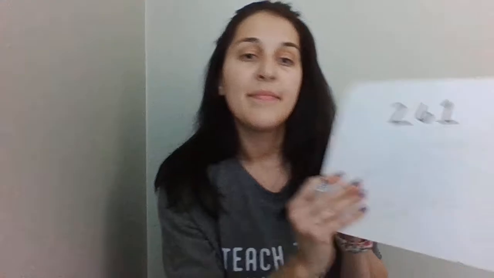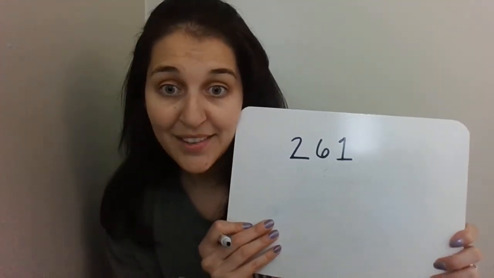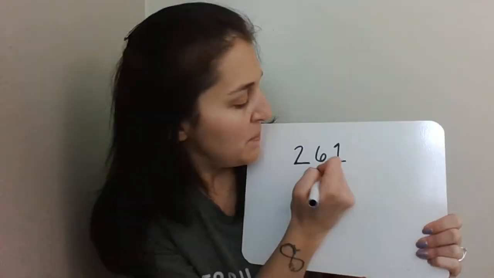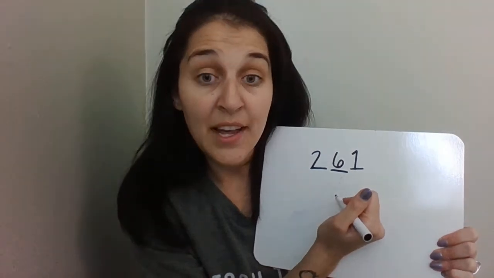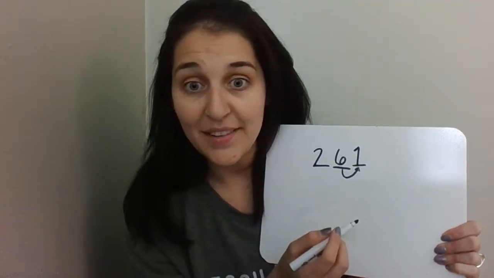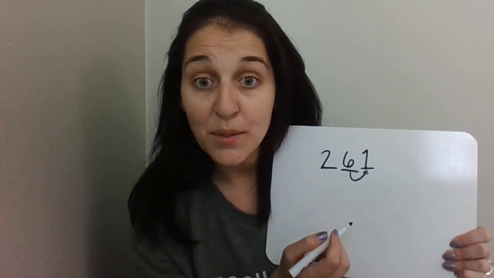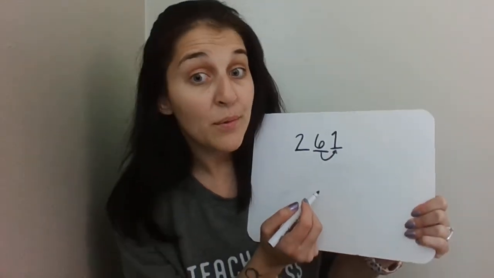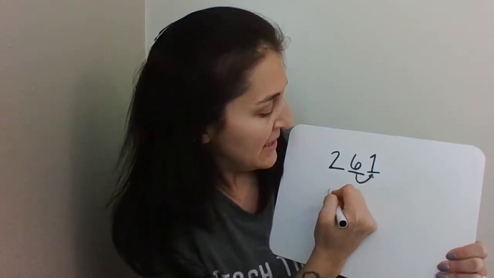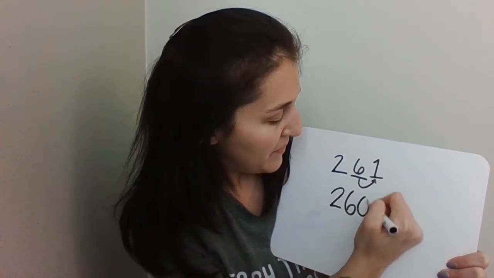Let's try another one. 261. Round to the nearest 10. I'm going to underline the number in the tens place. And I'm going to look next door to the number in the ones place. It's a 1. That is 4 or less. So I'm going to let my number in the tens place rest. So 261 rounded to the nearest 10 is 260.